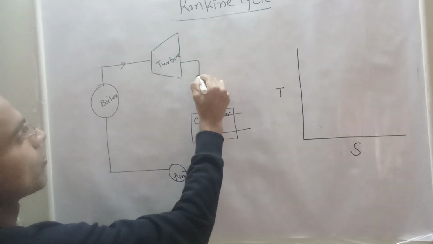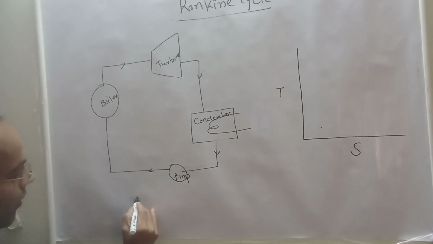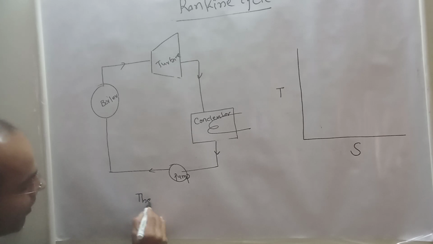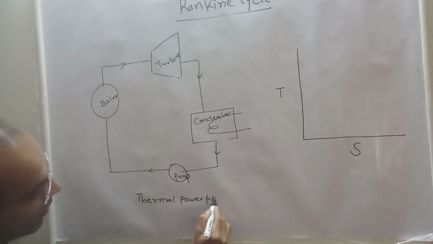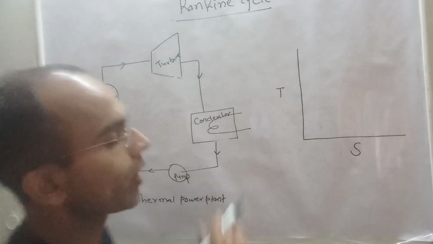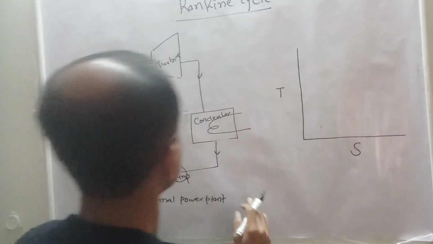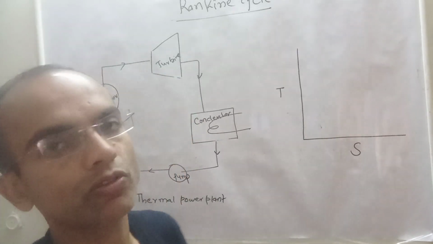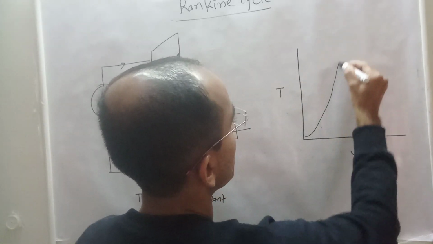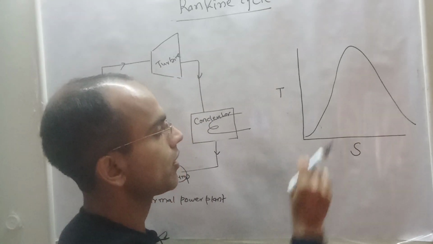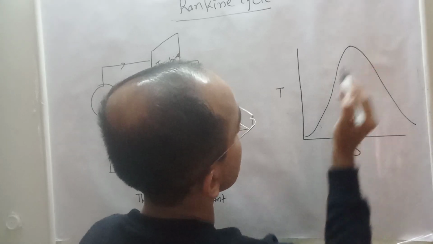Now guys, with the help of this block diagram of a thermal power plant, we try to understand how the Rankine cycle works. So see, there are four different processes in the Rankine cycle. In the TS diagram, you know that these are the saturated lines, and this is saturated vapor, saturated liquid.